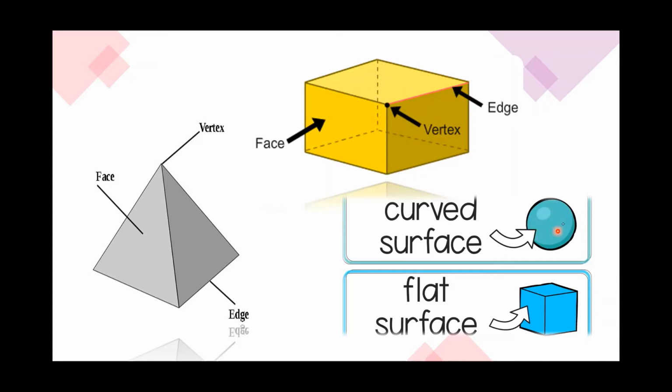Now, a sphere does not have a flat surface. It has a curved surface. It is round. It's not like a cube or a rectangular prism or pyramid. You see the difference over here? Look at this picture. This is a flat surface. And this one is a curved surface.